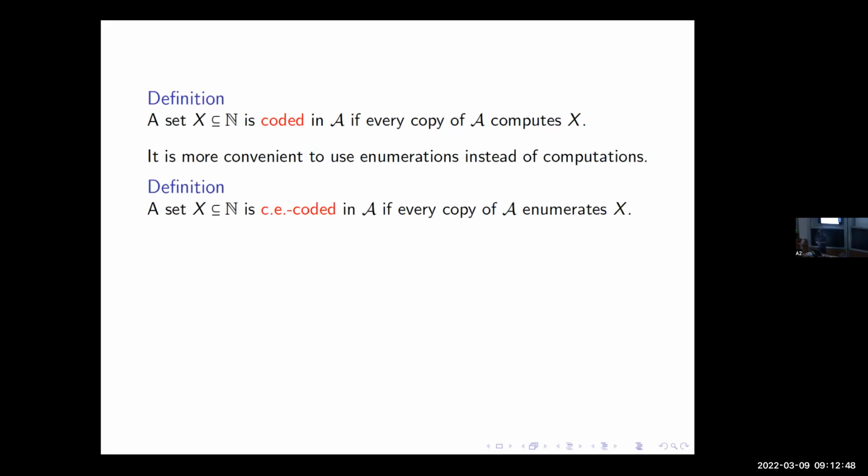It's more convenient here, it turns out, to talk about enumerations instead of computations. So in general, we'll say that something is CE coded if instead of computing it, you can always enumerate it. The natural theorems that you prove are really about CE coding. Of course, you code something if and only if you CE code it and you CE code its complement. So the first definition can be reduced to the second definition.